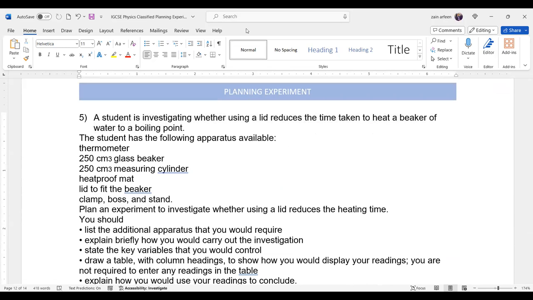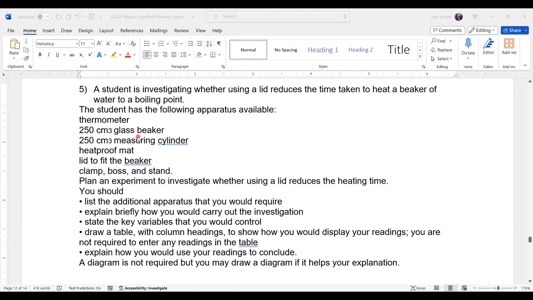So the question is, a student is investigating whether using a lid reduces the time taken to heat a beaker of water to a boiling point. A student has the following apparatus available: thermometer, 250 cm cube glass beaker, 250 cm cube measuring cylinder, heatproof mat, a lid to fit the beaker, and clamp boss 10. Plan an experiment to investigate whether using a lid reduces the heating time.